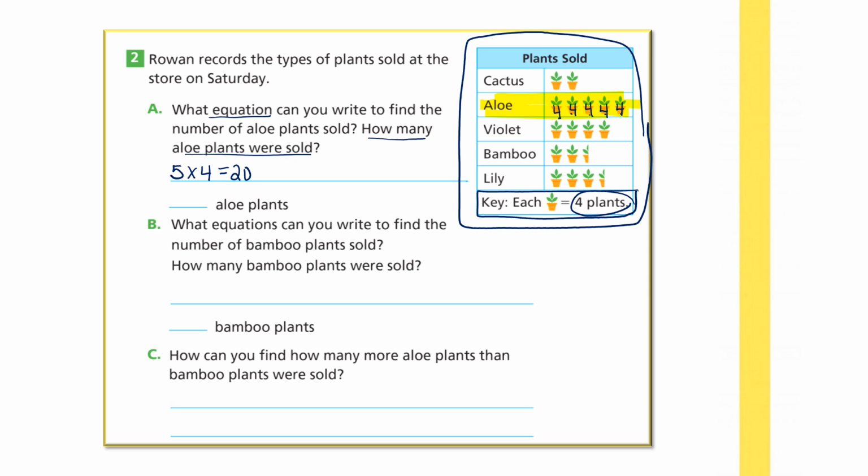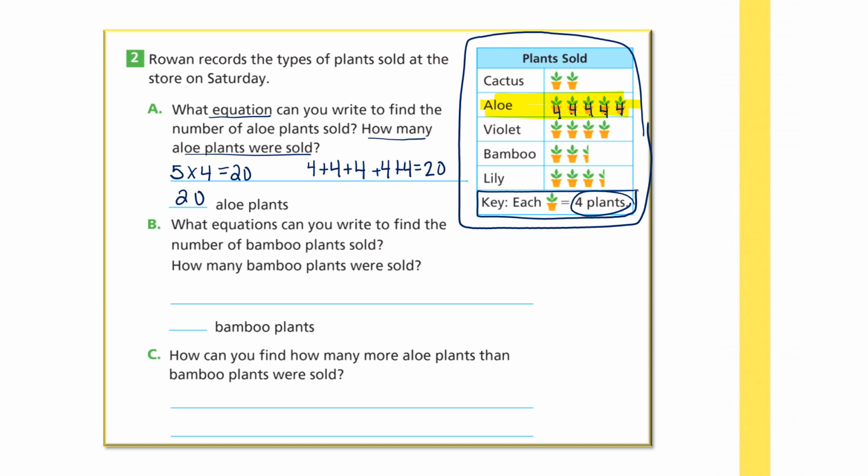Well, if you said repeated addition, you were correct. We can also use repeated addition. 4 plants plus 4 plants plus 4 plants plus 4 plants plus 4 plants equals 20. Okay, and make sure that you write your complete equation, and a complete equation has your equal sign and your answer. So the answer is 20 aloe plants.